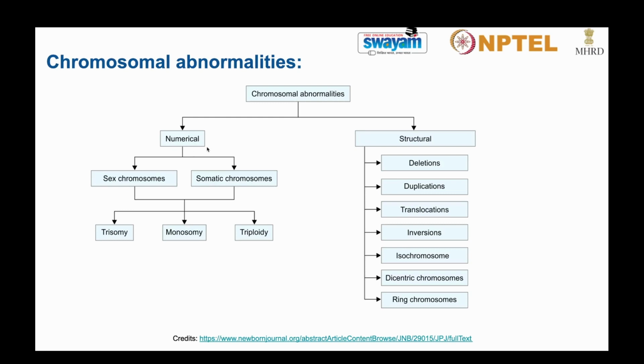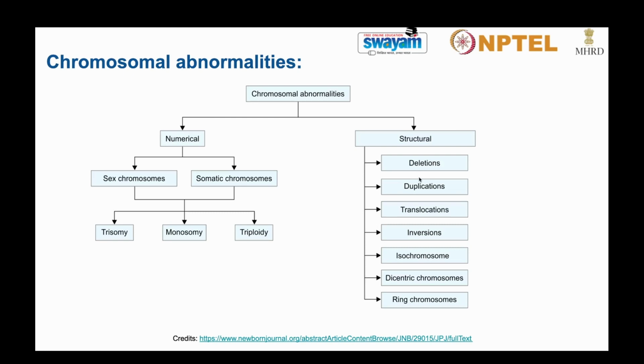On the basis of numbers, what kind of abnormalities can occur? That is trisomy, if a particular chromosome is present as a triplet, or monosomy. We know that chromosomes are present in the form of pairs. If that pair is disturbed due to non-disjunction or any other process, there will be trisomy or monosomy, where instead of a pair, only a single chromosome is present and another one is missing. Or triploidy: when we talk about ploidy, that means sets, so three sets are present.